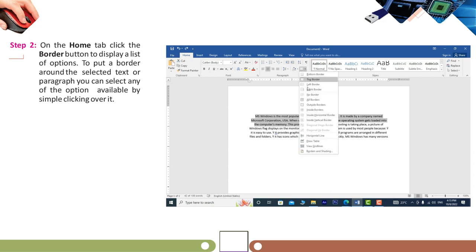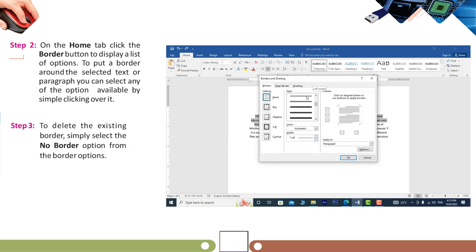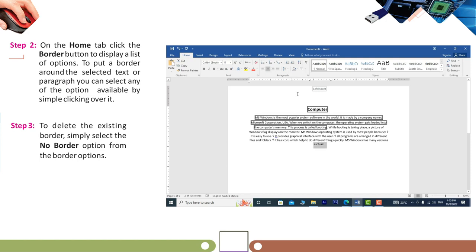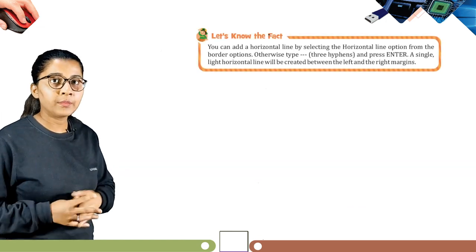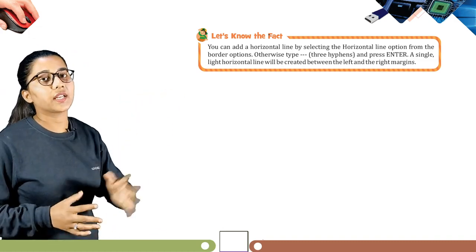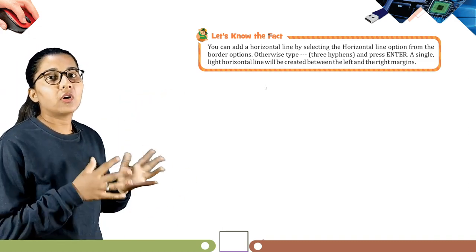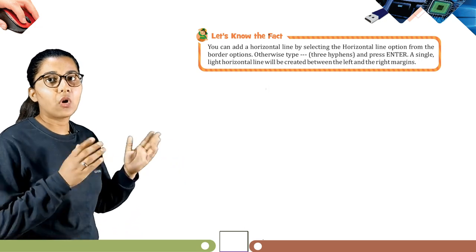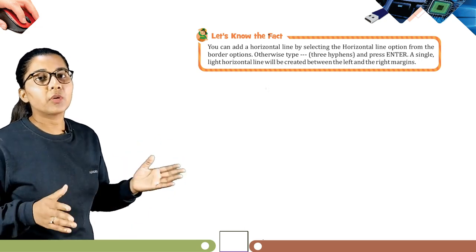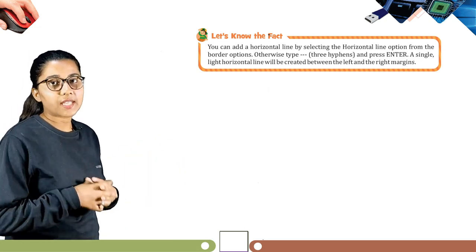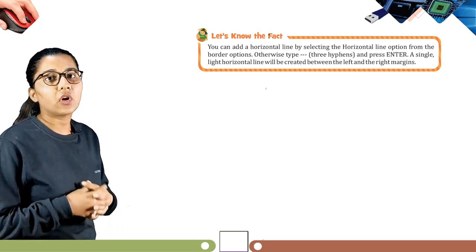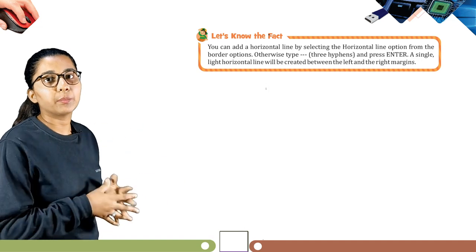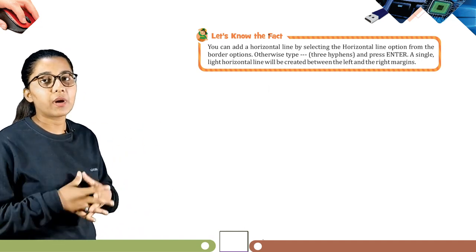So now our third step is to delete the existing border. Simply select the no border option from the border options. So students, now it's time to know an interesting fact, that is, you can add a horizontal line by selecting the horizontal line option from the border options. Otherwise, type 3 hyphens and press enter. A single light horizontal line will be created between the left and right margin.